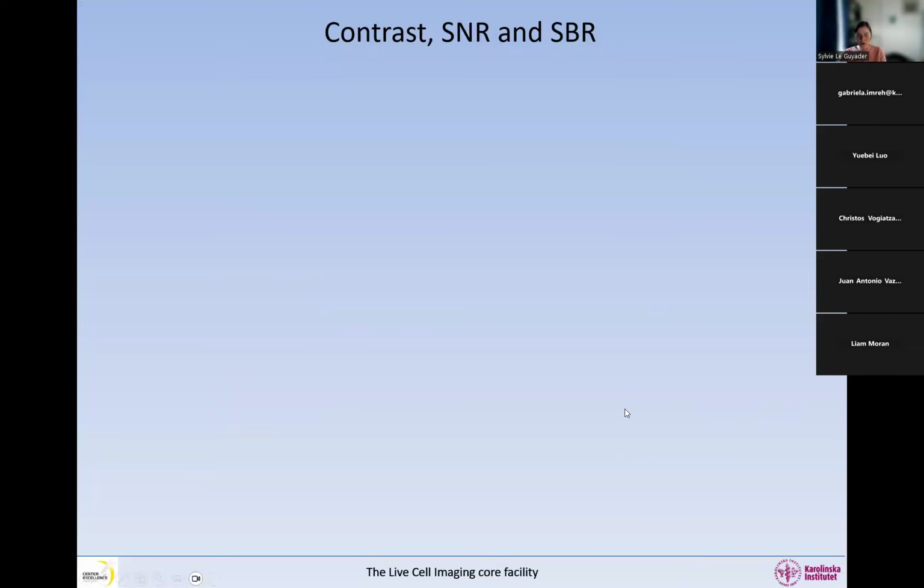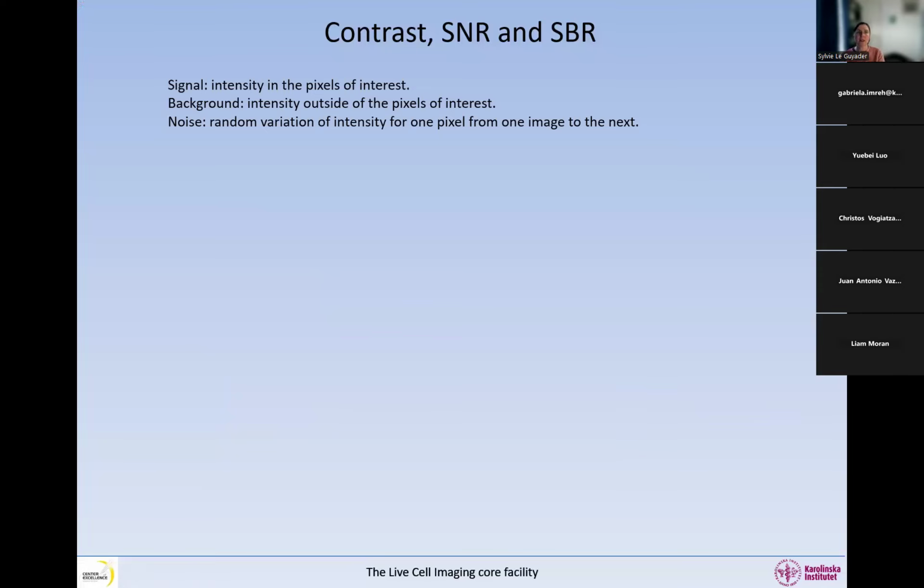Okay, so the contrast, signal to noise and signal to background ratio. We have seen that the signal is the intensity in the pixels of interest. The background is the intensity outside of the pixels of interest. It's something we do not want, but that's where it is. And the noise is a random variation of intensity for one pixel from one image to the next. So in a single pixel from one image to the next, we're going to have a variability, and this is the noise.